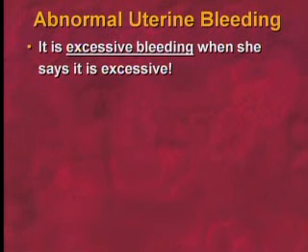As clinicians, this is a good teachable moment for our patients. If her hemoglobin is 12, it's highly unlikely that she's had prolonged and excessive severe bleeding. So it's important sometimes to review what the normal menstrual pattern really is with our patients.